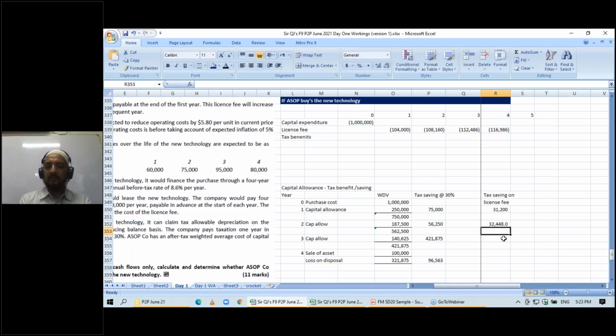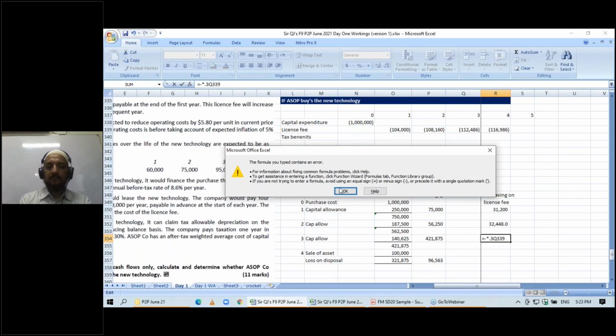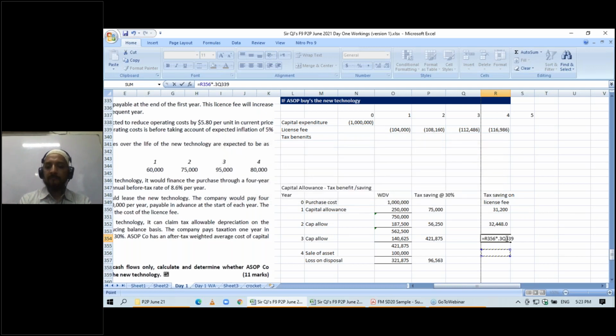Then in the third year, the license fee was 112,486. So multiply that 112,046 with 30% to arrive at the saving. And in the fourth year, the license fee was 116,986 multiplied by 0.3. So the license fee savings have been calculated now.